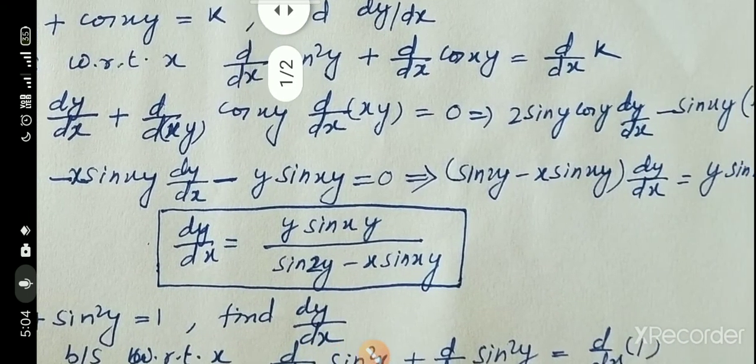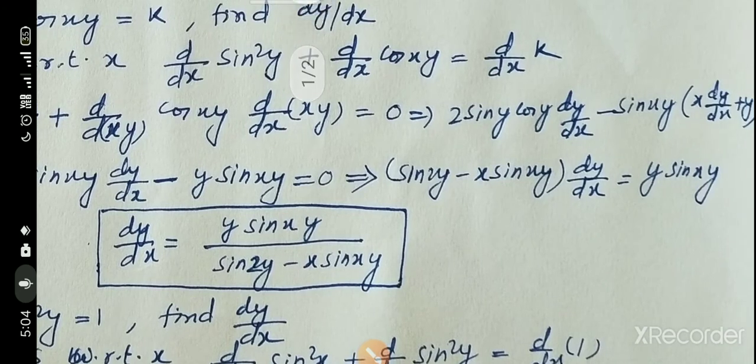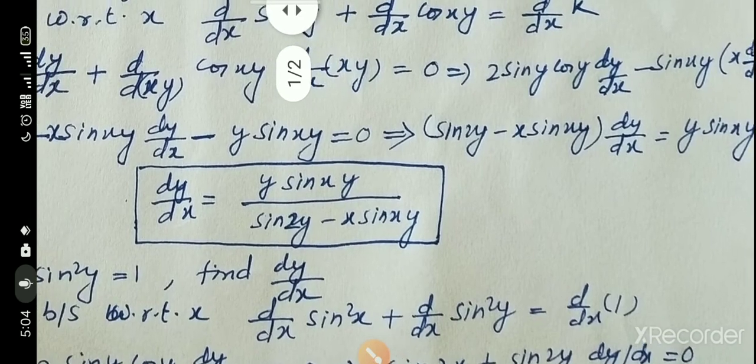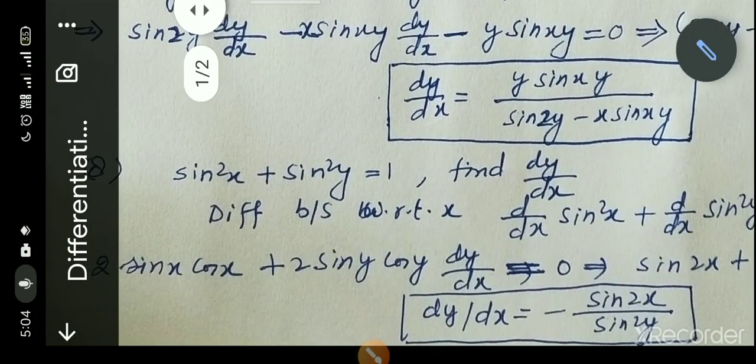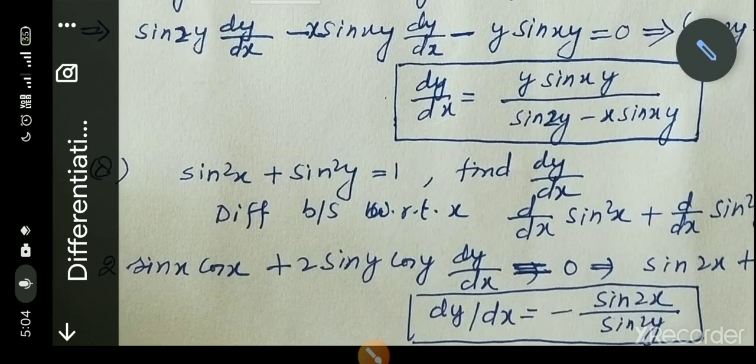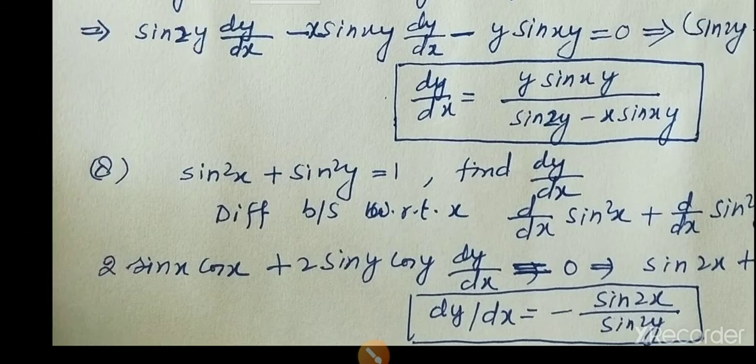Taking the coefficients of dy by dx on one side and the remaining on the other side. In this way we found dy by dx is equal to y sin xy divided by (sin 2y minus x sin xy). So this is dy by dx of this implicit function. Now take one more question of implicit function, that is question number 8 of your exercise. Sin square x plus sin square y is equal to 1. Find dy by dx.